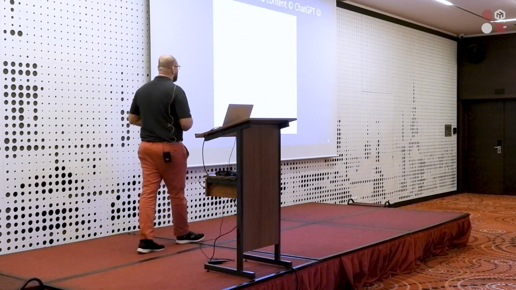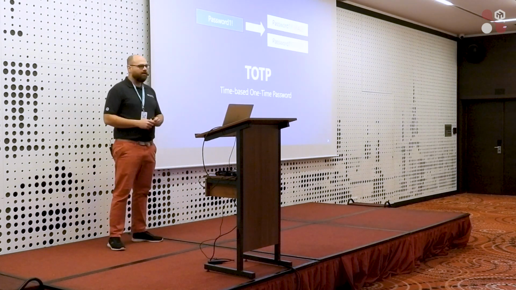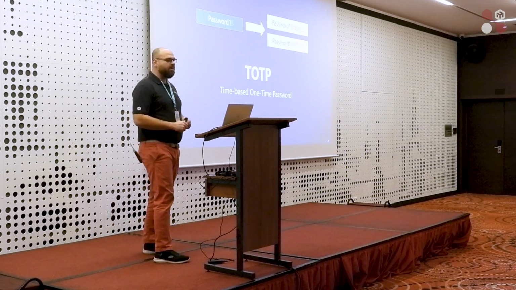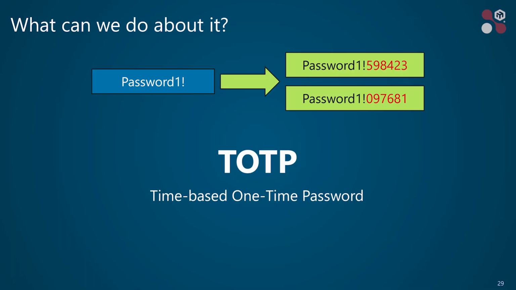So how to make passwords stronger again? Now, what can we do about it? We can create a new password each time after we use it. So let's say we have got a super secure password, and we will modify the password to contain some, let's say, numbers. This is called TOTP, time-based one-time password.